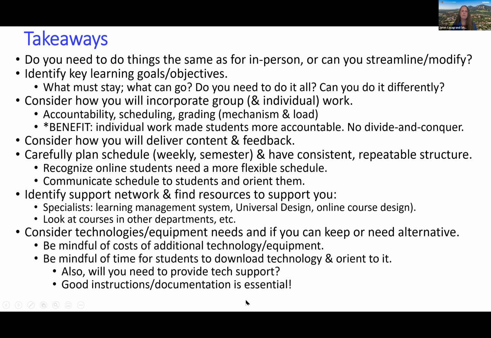Consider technologies or equipment needs, and if you can keep them or if you need an alternative. Be mindful of costs, and be mindful of time for students to download technology and orient to it. Franny mentioned we have built in some onboarding time to help students learn that technology in advance of doing the labs. Also consider, are you going to need to provide tech support to students? And crucial, you've got to have good instructions and documentation for students, walking them through step by step how they're going to access that technology or the software, how to use it, and what to do if things go wrong. And then finally, for any online course, you can't over communicate with students.